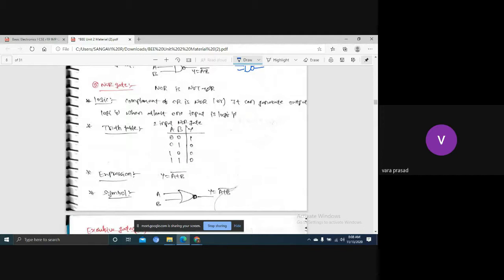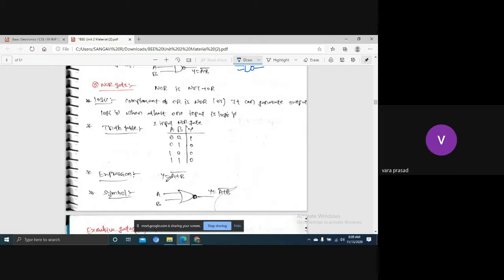Next one is the NOR gate. NOR is NOT plus OR gate. Complement of OR is NOR. There I said that for the OR gate, output is logic 1 when at least one input is logic 1. It generates 0 only for 0 0. For NOR, when both inputs are 0 0, output is 1. If you check the OR gate, the NOR output is its complement.